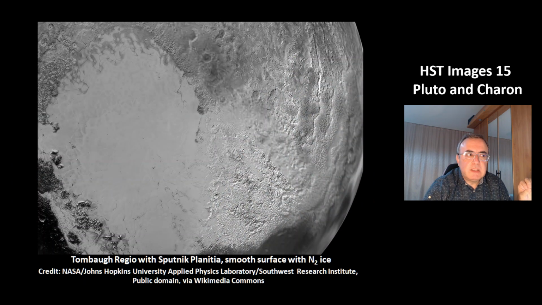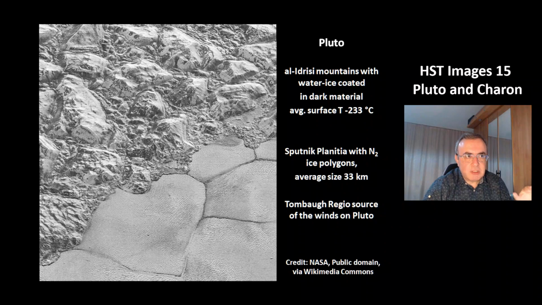This is a closer picture of the Tombaugh Regio with the Sputnik Planitia, which is this structure. And the smooth surface is from nitrogen ice. This is a border of the Sputnik Planitia. At the top you can see Al-Idrisi mountains. They are covered with water ice, which is coated with a dark material. The average surface temperature on Pluto is minus 233 degrees Celsius.